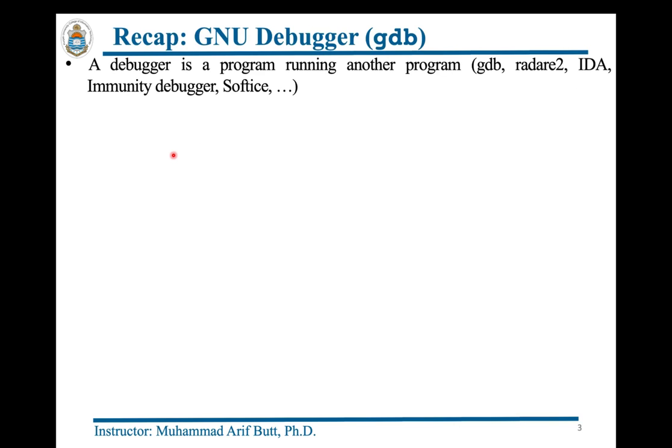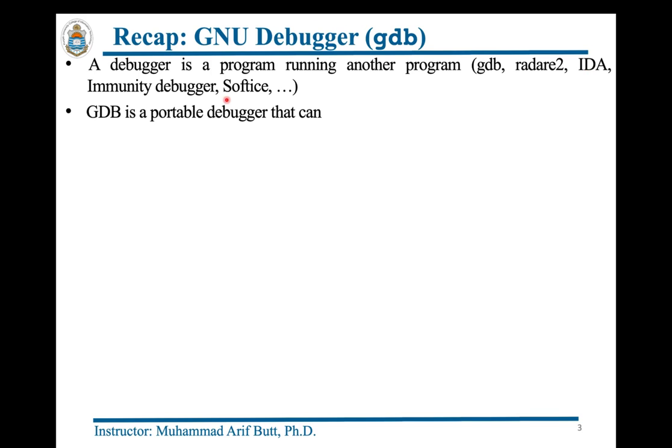So first, let us have a quick recap about debugging and the GNU debugger GDB. Well, you all know that a debugger is a program running another program. Some example debugging programs are the famous GNU debugger GDB, Radare2, which is a complete framework for reverse engineering and analyzing binaries, the interactive disassembler IDA, Immunity Debugger, SoftICE, and the list goes on and on.